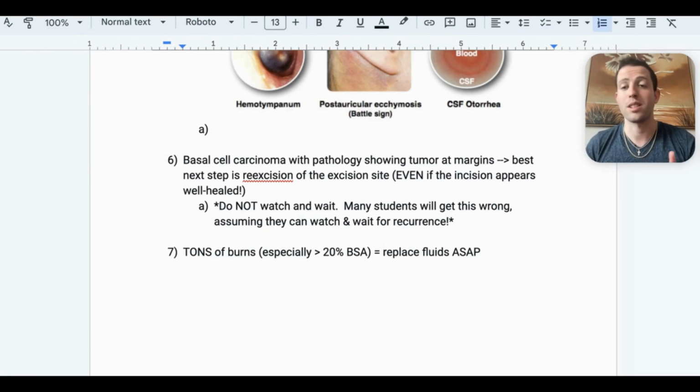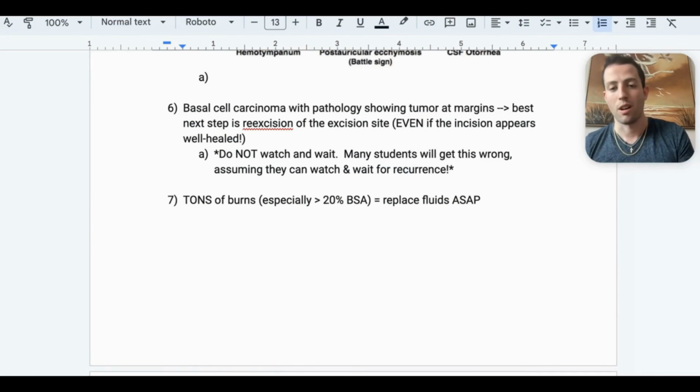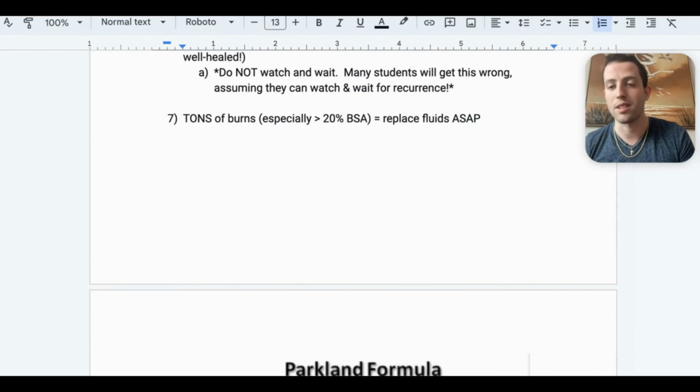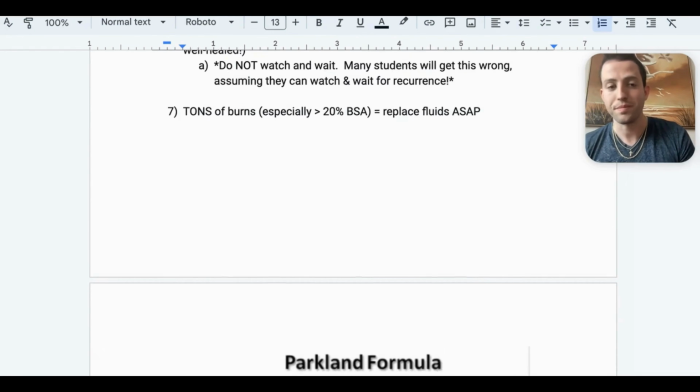And students miss this question all the time because they're like, I would just watch and wait, see if it recurs. The wound is healing fine. I don't see any more basal cell carcinoma, but that's wrong. You want to do a re-excision of the excision site, even if the incision appears well healed. And it's because you might have missed some of those cells, because if the pathology shows the tumor went clear out to the margins, you didn't get it all. So you have to go back in and re-excise whatever you just excised. All right, sounds counterintuitive, but I've seen it tested on the NBME. That's why I'm sharing it.